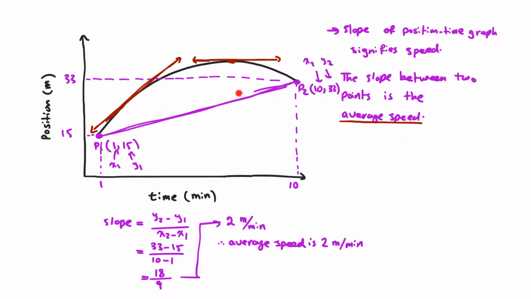However, this slope over here, which is my average speed, will give me a good representation of how fast I kind of went on average from time 1 all the way to time 10.